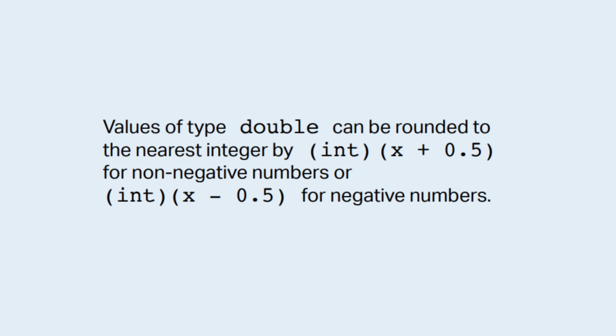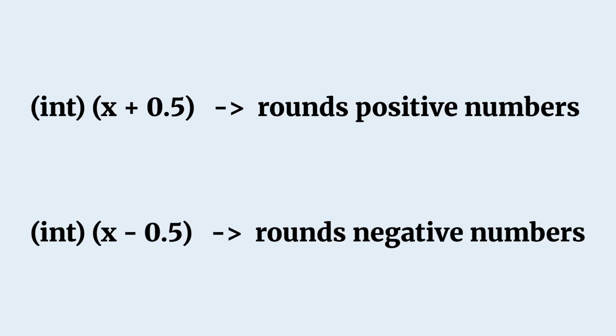Values of type double can be rounded to the nearest integer by casting the value of x plus 0.5 to int for non-negative numbers, or by casting the value of x minus 0.5 to int for negative numbers. This is the first of many quote-unquote tips and tricks that are included in the course. These are small things College Board wants you to have memorized that will be included as part of a problem. There will be no explanation, it is just understood that you know what it's doing. So, know what it's doing.